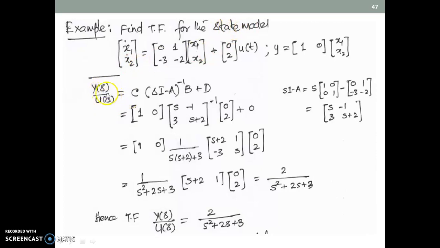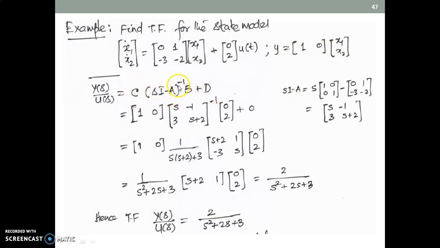Y(s) by U(s) equals C into (sI minus A) inverse into B plus D. From this state model, this is the matrix A, because you need to compare with the standard state equation and output equation. X dot equal to Ax plus Bu, so A is this one, and B. Similarly, y equal to Cx. From these expressions you have to find the values.